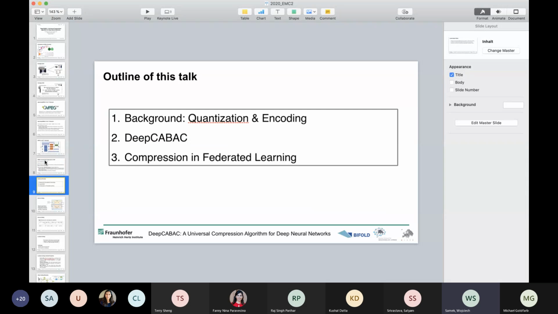Okay, but let me go back to DeepCABAC. The outline of my talk today is I will first give you some background on quantization and encoding. Then I will present DeepCABAC as a new universal technique to compress neural networks. And finally, also say a few words on our work on compression in federated learning settings.